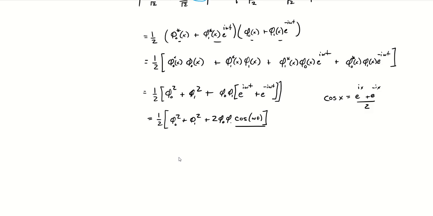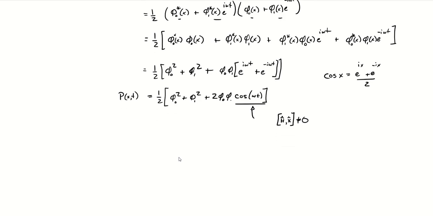But the point is, our probability density as a function of position and time does have this time dependence, which makes sense. Last video we showed that the Hamiltonian does not commute with the position operator, so we might expect this. Basically the probability distribution is going to slosh back and forth in that harmonic oscillator.